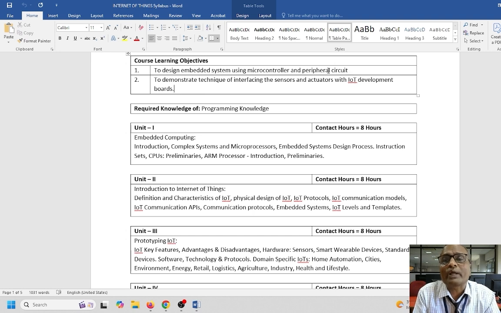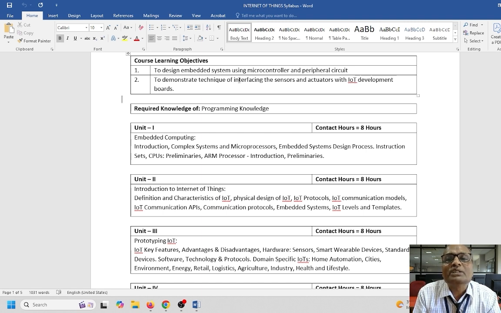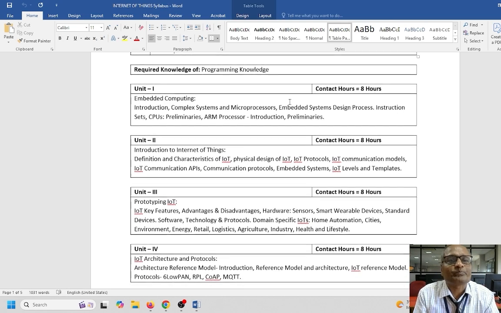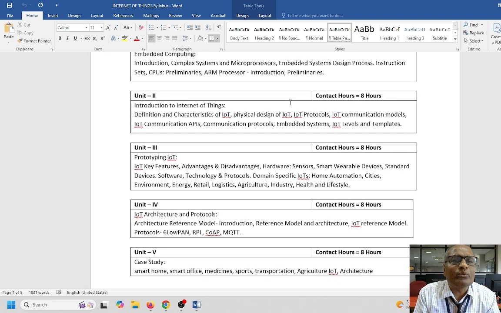So these are known as IoT development boards. These we are using to interface with the sensors and actuators to have an intelligent controlling system using IoT. Okay, next we are having 5 units.